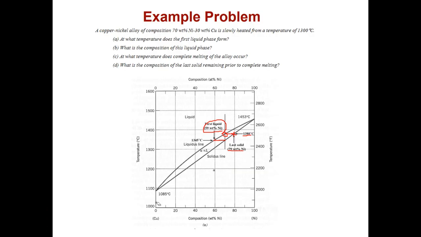if we start heating up the alloy from 1300 with a composition of 70%, then the first drop of the liquid phase appears at 1345 degrees. Its composition is 59 weight% nickel. Then if we continue this path and heating it up, then complete melting happens right here at this point, because above this liquidus line we will have only a single phase, and that is liquid.